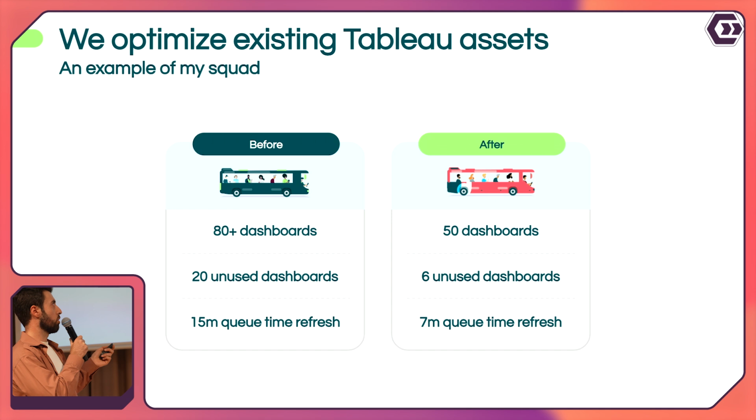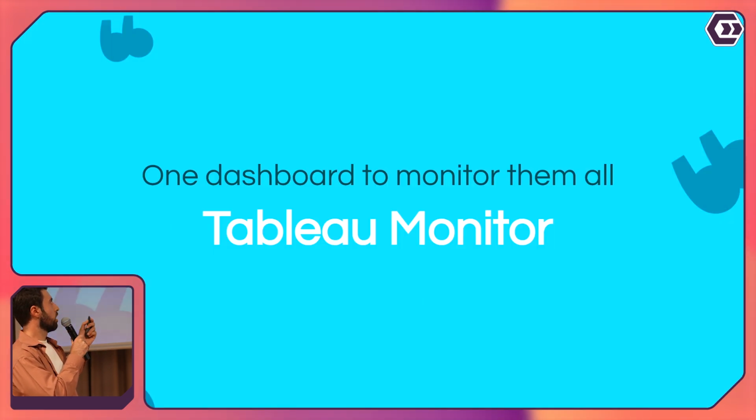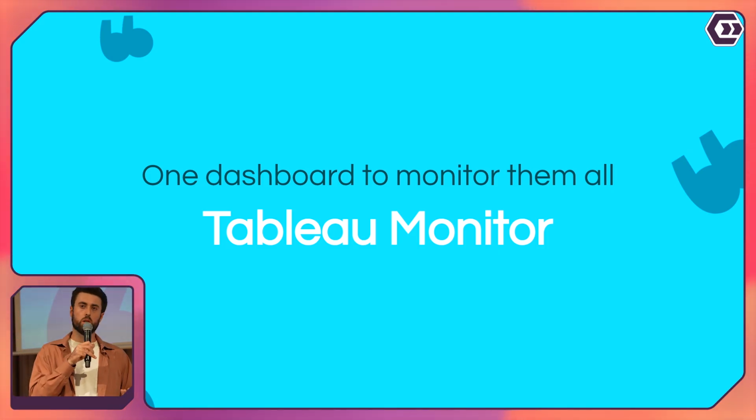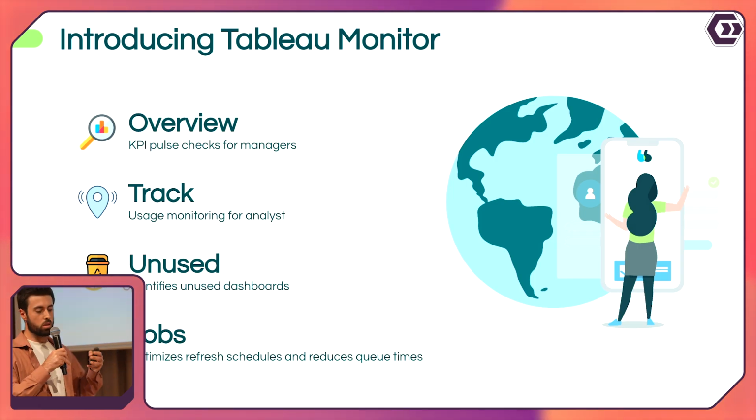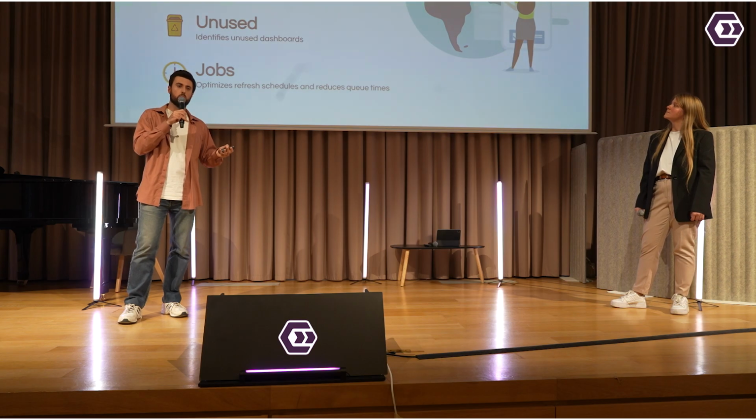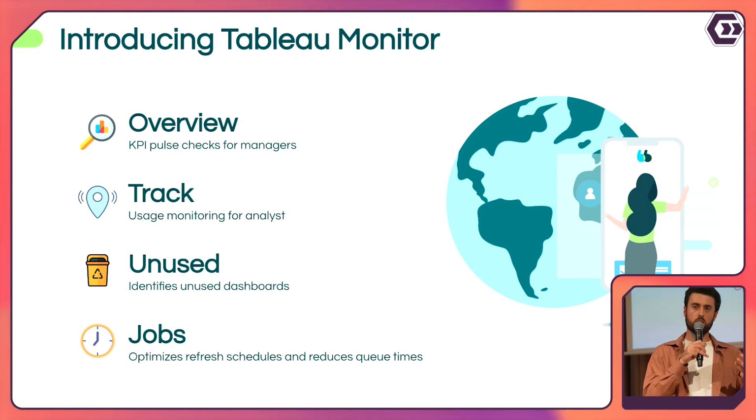Now you might wonder how we did this. We created a simple dashboard called Tableau Monitor, which helps us monitor all the other dashboards that we have on Tableau. You can think of it as 4 different categories. The first one is the Tableau Overview. It's designed for managers, and it gives them a quick KPI check to see what's inside the Tableau platform. Then we have the Tableau Track, designed for analysts to follow the usage and activity of the data product that they just delivered. Then you have the Tableau News, and it's quite straightforward. This one is just highlighting the unused dashboards.